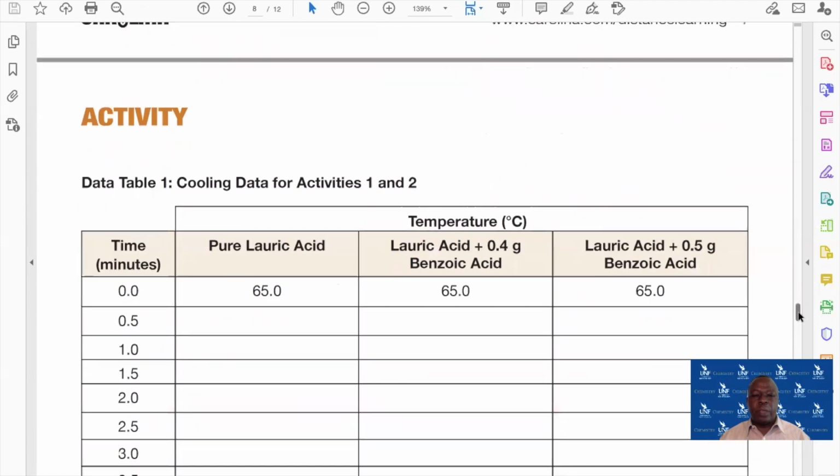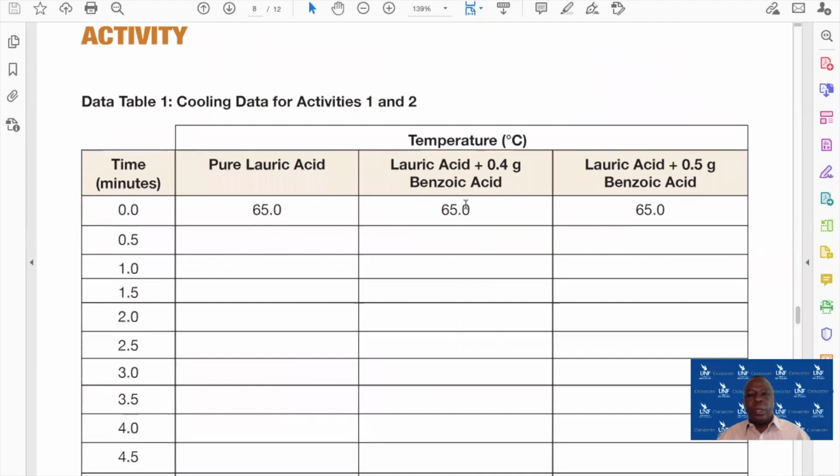Look at the data sheet for the solution. Here is the pure solvent, here is the solution. You are using 2 samples of benzoic acid. Trial 1, 0.4 grams of benzoic acid. Trial 2, 0.5 grams of benzoic acid.